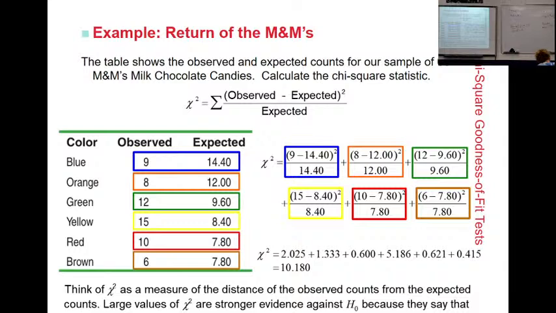You're leaving off squares. This should have a squared. This should have a squared. Some other things should probably have a squared. So it was a calculator thing, not a formula thing.